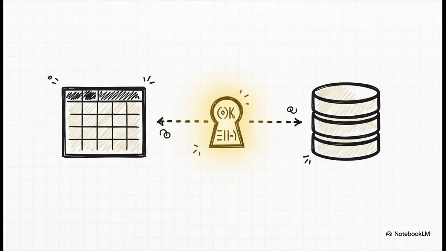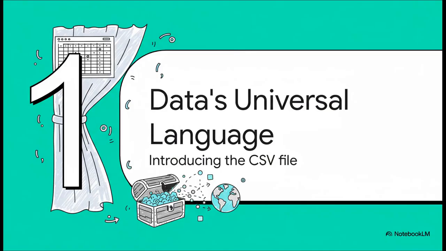Well, it turns out there is a translator, a kind of secret language that's so common, so simple, that it's basically hiding in plain sight. And believe me, it is quietly powering a massive part of our digital lives. And that secret language? It's the CSV file. So today, let's pull back the curtain on this unsung hero of the data world.